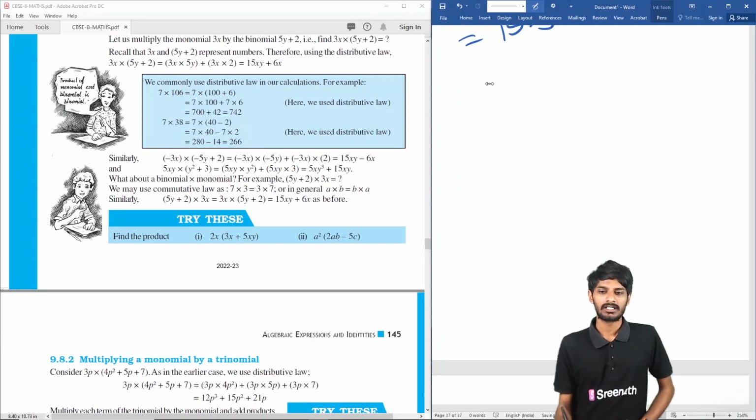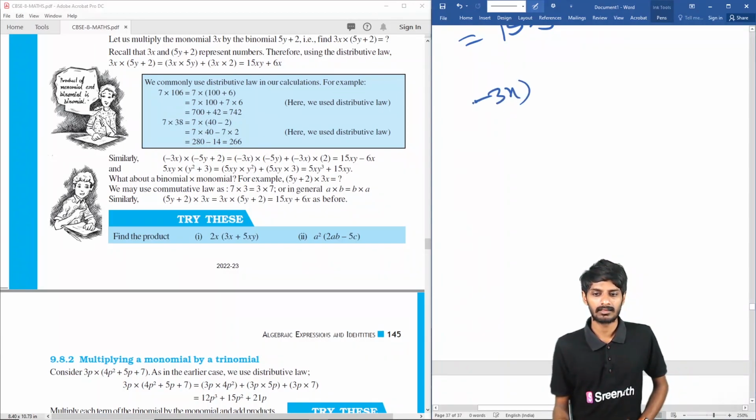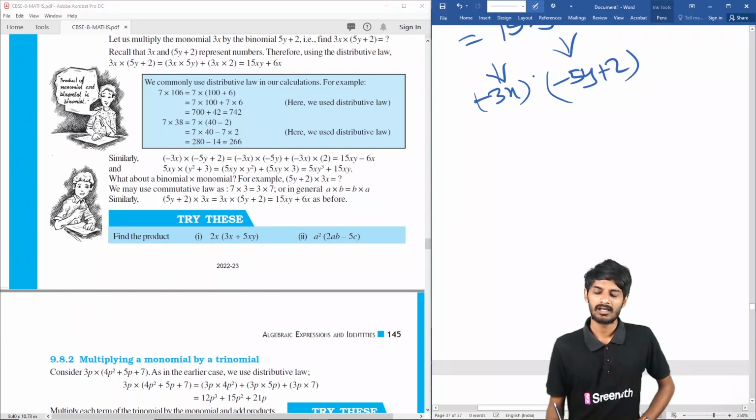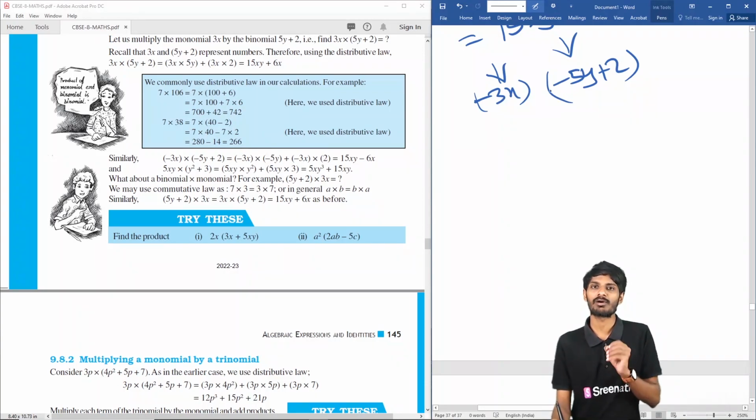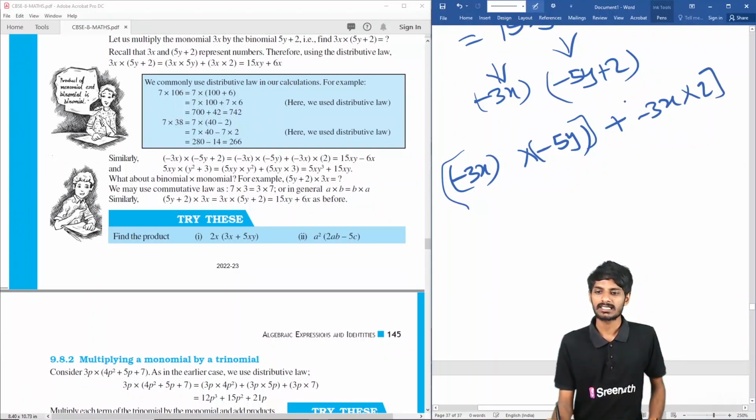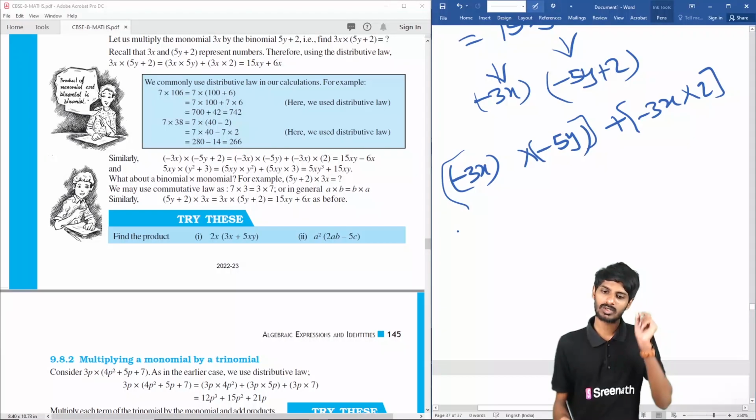Here there is a minus 3x and there is minus 5y plus 2. So it is a monomial and it is a binomial, and we have to multiply both of these. How will we do the task? We will multiply the monomial with each term of the binomial, that is minus 3x into minus 5y. This is one, and plus next again minus 3x into 2. So it is the second thing. Like that we will do the multiplication.